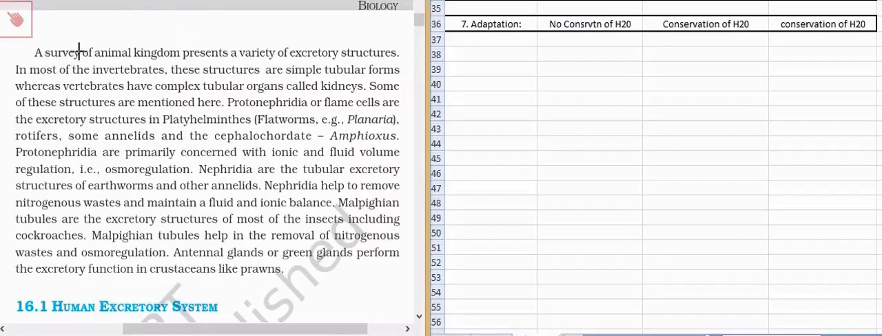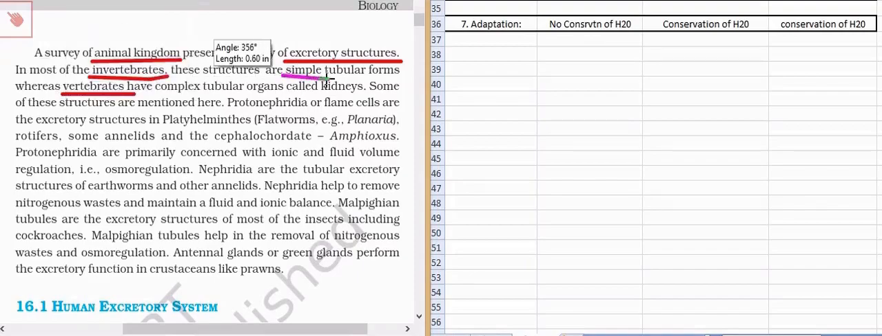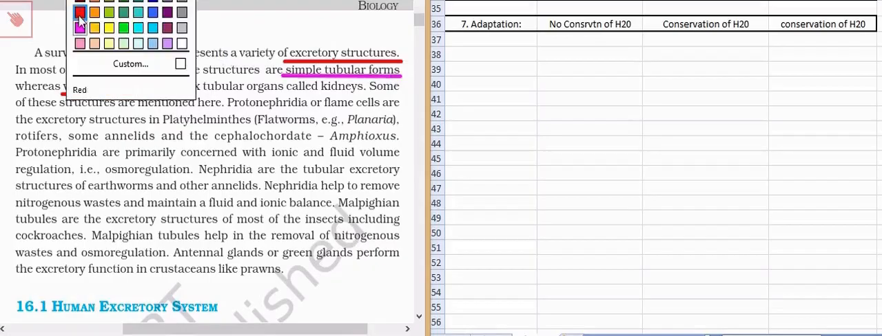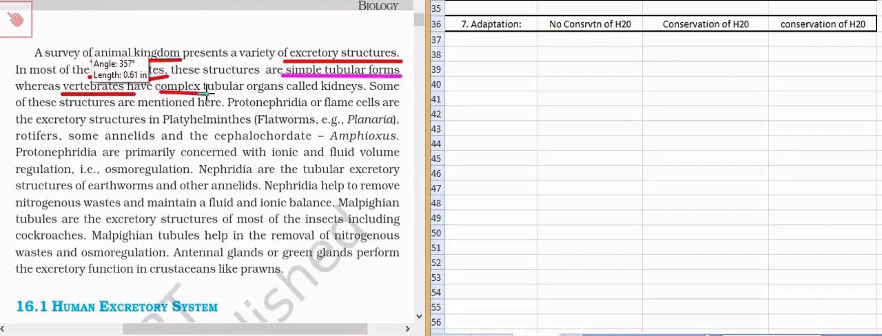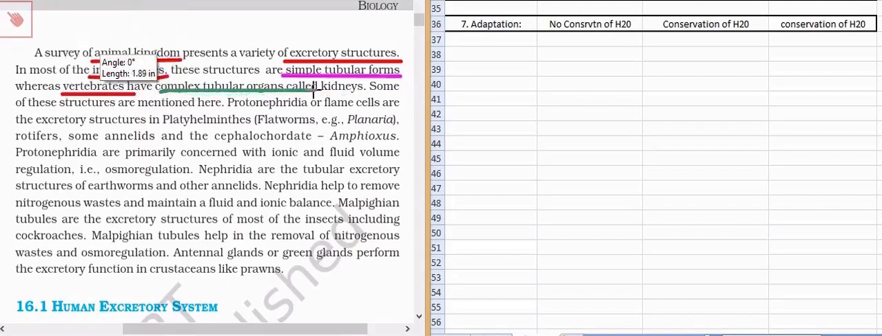Now we're discussing the excretory structures. This is a topic name. In the animal kingdom, first of all, we'll discuss the invertebrates and vertebrates. In invertebrates, what mechanism do they have? They have only simple tubular forms. In case of vertebrates, it is a complex tubular organ called kidneys. This is the difference between these two.